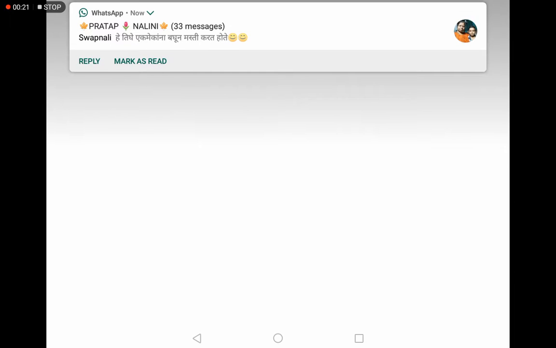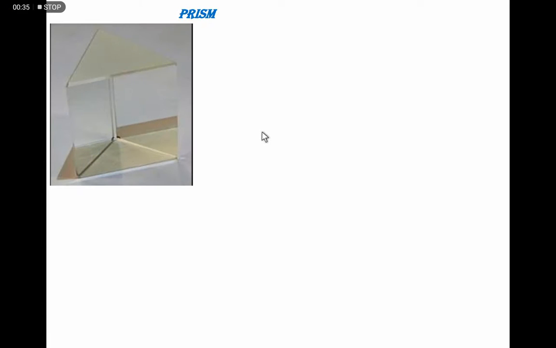Students, in the last two lectures of the chapter on optics, we learned some basic things related to the lens, even the laws of reflection, refraction, optical fibers, and total internal reflection. In today's lecture, we'll start with refraction through the prism. Basically, first we are going to learn about the prism.